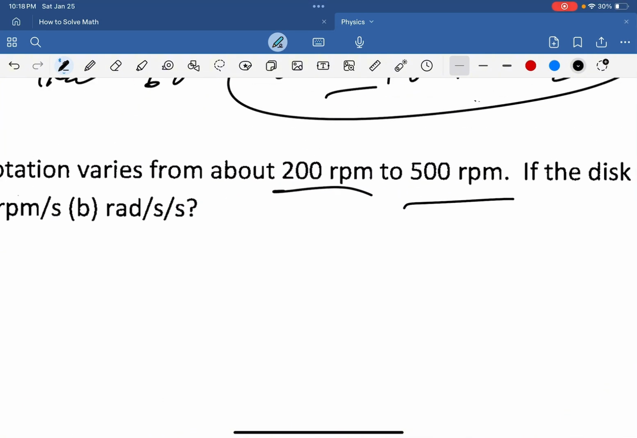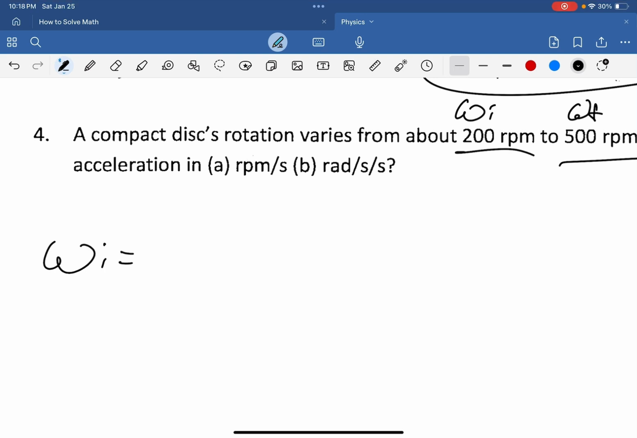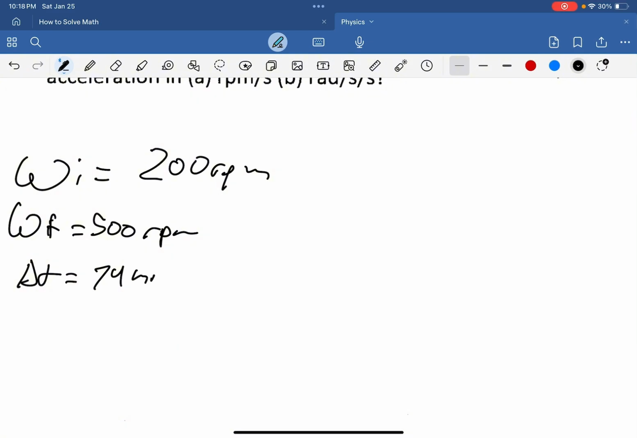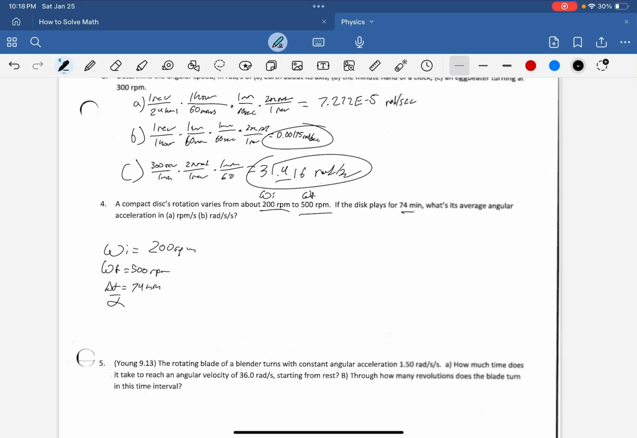So let's assume this is our angular velocity initial, and this is our angular velocity final. Sorry, I wrote initial again. Final. All right, so let's write down what's given. Our angular initial is equal to 200 RPM. Our angular final is equal to 500 RPM. Our change in time is equal to 74 minutes. And we want to find average angular acceleration.